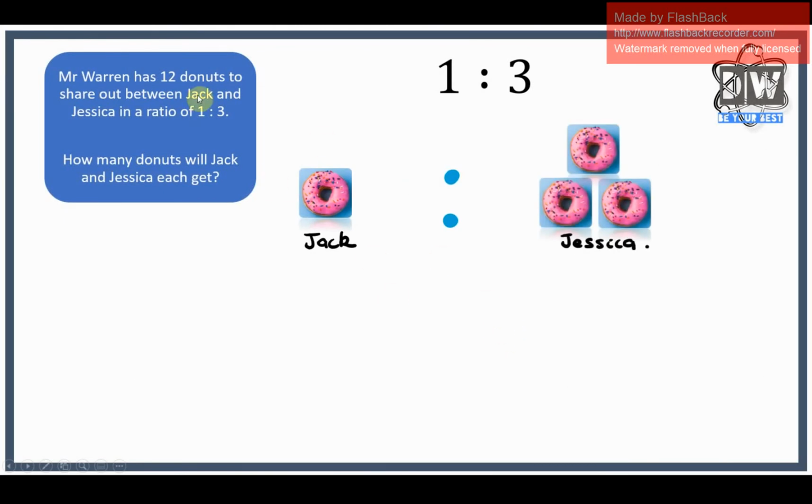Just remember, I had 12 donuts. These are shared in a ratio of, for every one donut Jack got, Jessica got 3 donuts. And I had 12 donuts to share. So remember, when we had this one, we were looking at how many rounds I would do before I ran out of donuts. So on the first round, I gave Jack 1 donut and Jessica 3 donuts. So I had given 4 donuts.